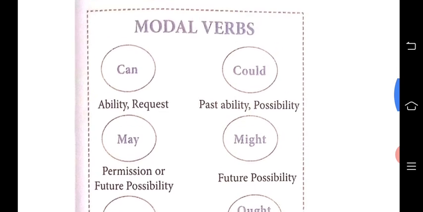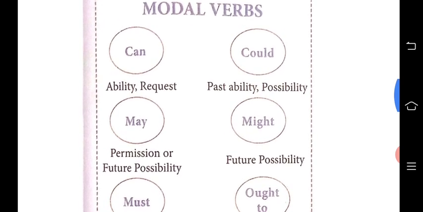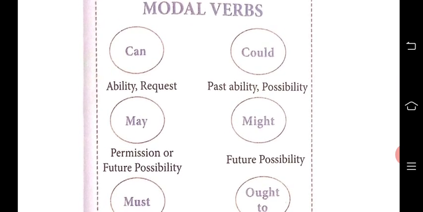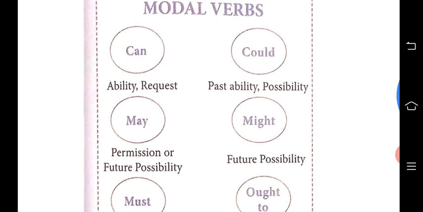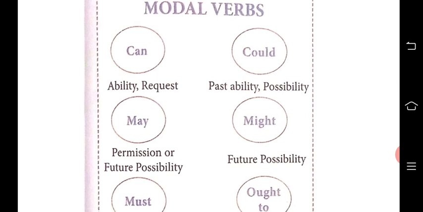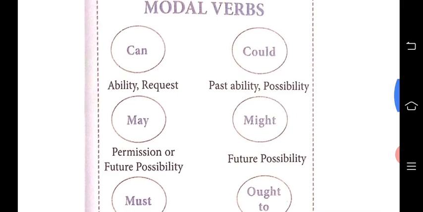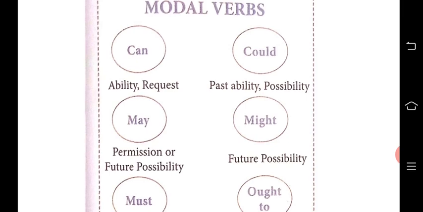First, let's discuss the textbook explanation. Ability, request, past ability, possibility. I told you, no. If I ask you, how did you write your exam? Definitely you can say, sir, I could write my exam well. So, past ability. If I say, will you write your exam well? Yes, sir, I can. That means what? You can means you have all sort of knowledge in that particular thing. So you'll write well. So you have used can. So ability. Got it or not?